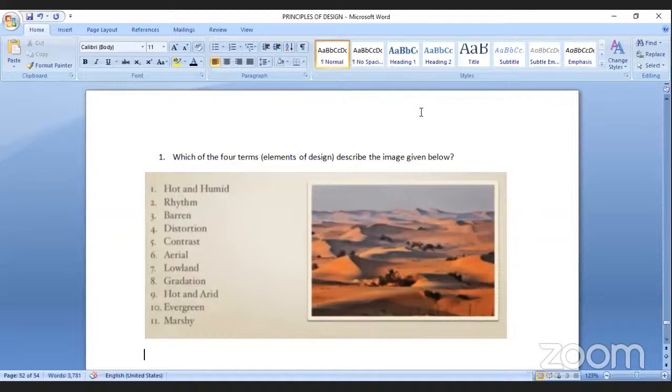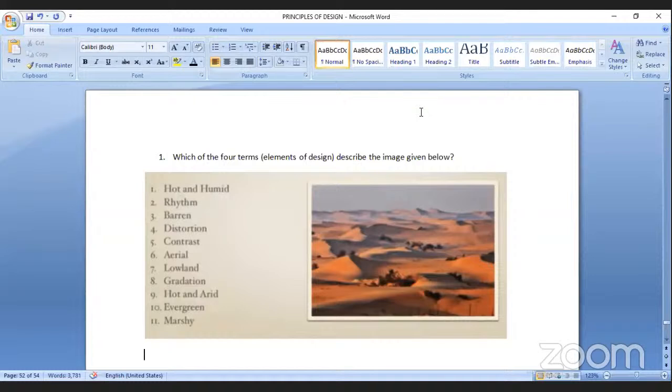Can you see rhythm? Yes, ma'am, it has rhythm, because in the sand dunes it shows rhythm. It's not movement as such, but rhythm is there. At least that's what I'm seeing. Also, in these types of images, most of the time there are more than four options which are correct, so pick the four strongest ones you feel will be absolutely correct.